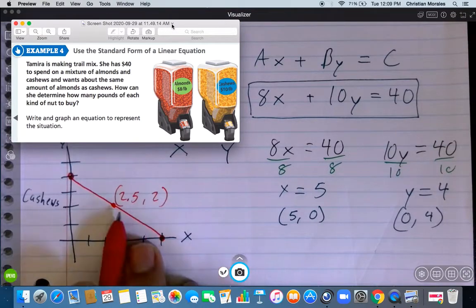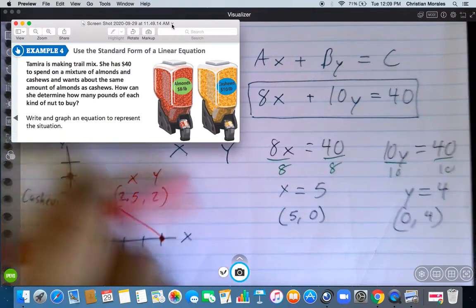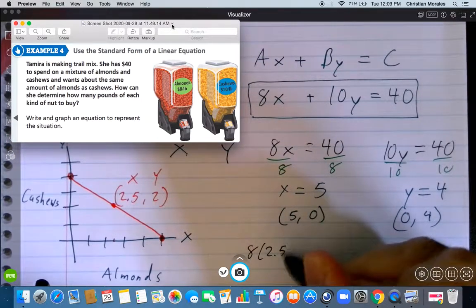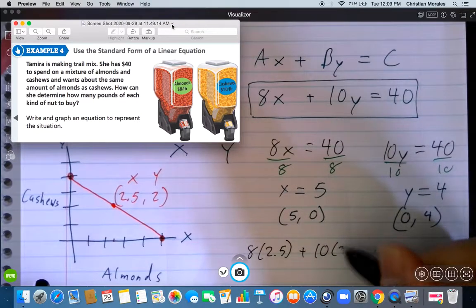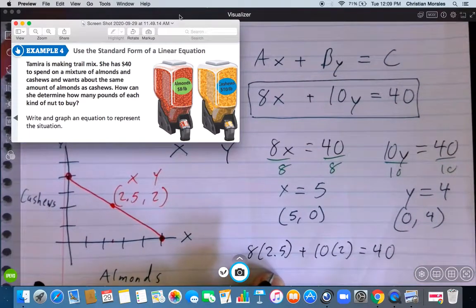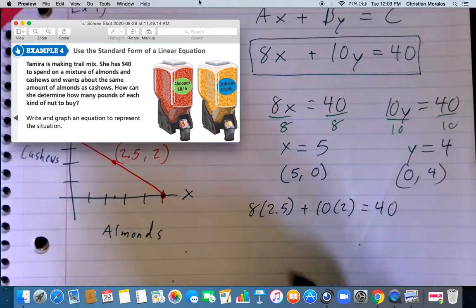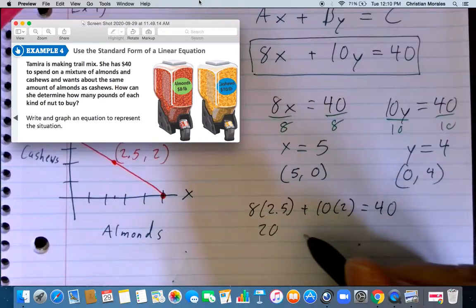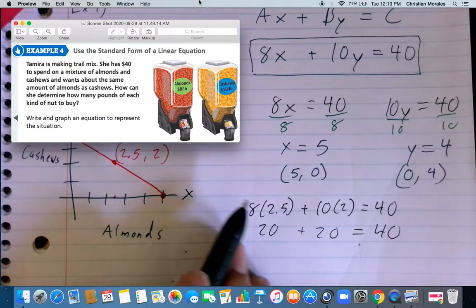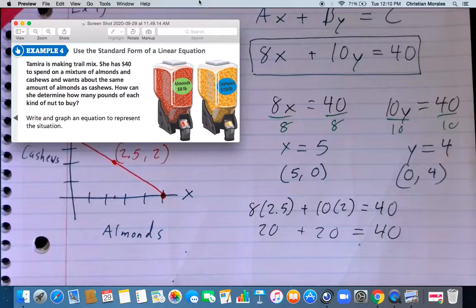And if I wanted to test it, I can take this point and see if it works in the equation. So here's what I mean. You would take 8 times 2.5, 10 times 2 equals 40. And you would see if this would make 40 bucks. Okay, so I would multiply that. So this would be 8 times 2.5 is 20. And then 10 times 2 is 20. And that would make 40. So yeah, if she buys this amount, she buys a little bit more of the almonds, but a pretty even amount. I'm going to go with that answer.